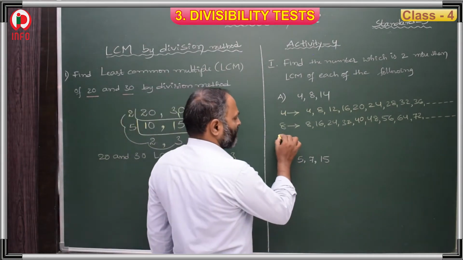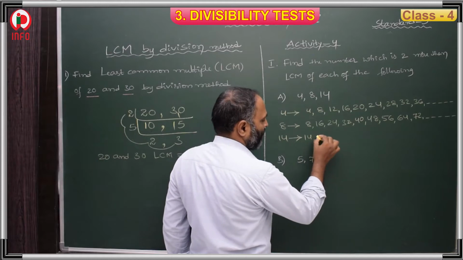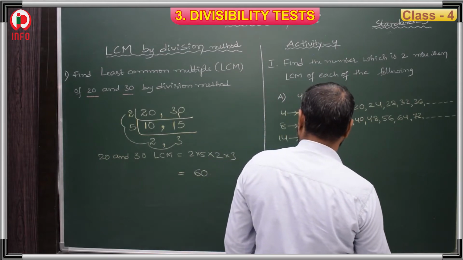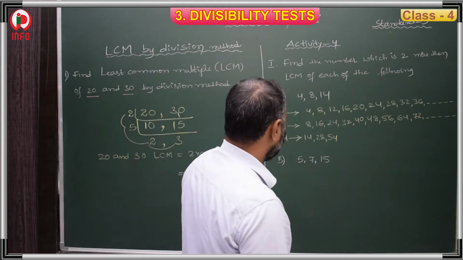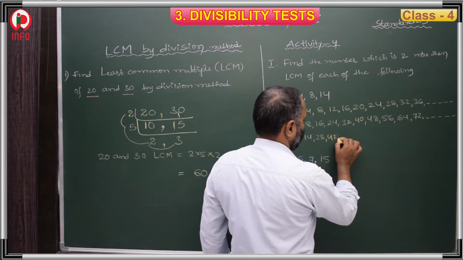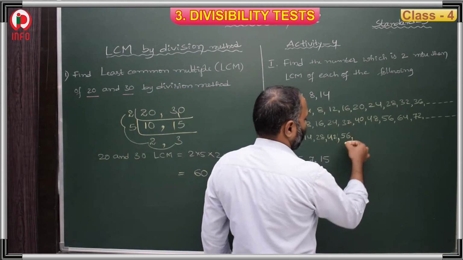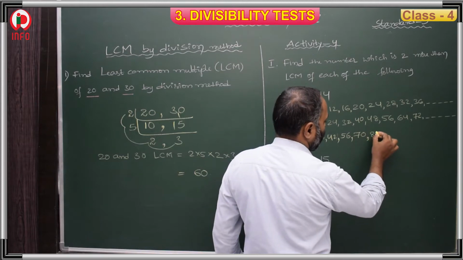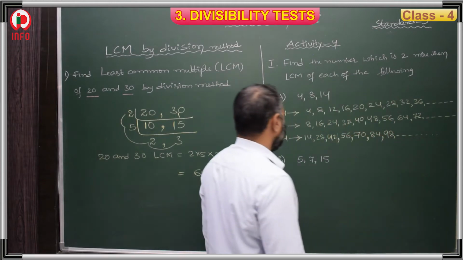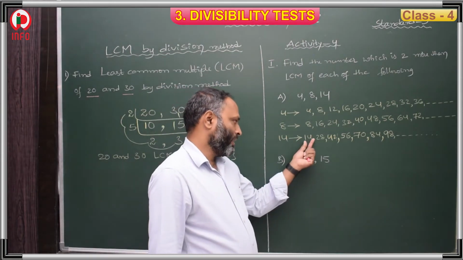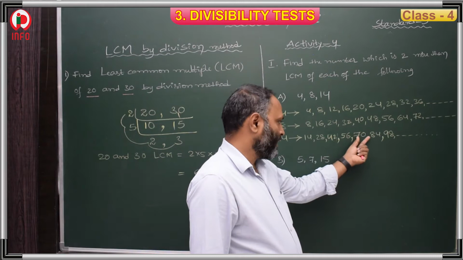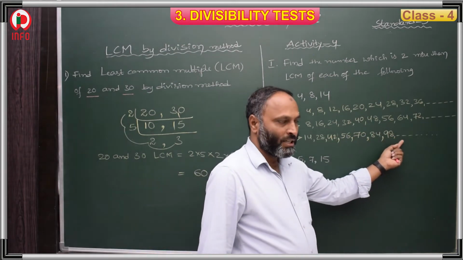Then the 14 table. 14 1s are 14, 14 2s are 28, 14 3s are 42. 14 4s are 56, 14 5s are 70, 14 6s are 84, 14 7s are 98, and so on. So these are the multiples of 14.